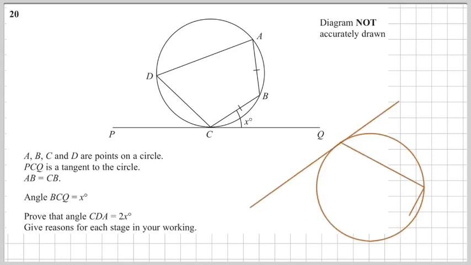Alternate segment theorem works like this. It's where you've got a tangent, which is this line here, just glancing off the circle, and a triangle in the circle that touches the circumference of the circle at the same point that the tangent does. And when you've got that arrangement, you can say that those two angles there are equal. And kind of symmetrically, those two angles there are equal.